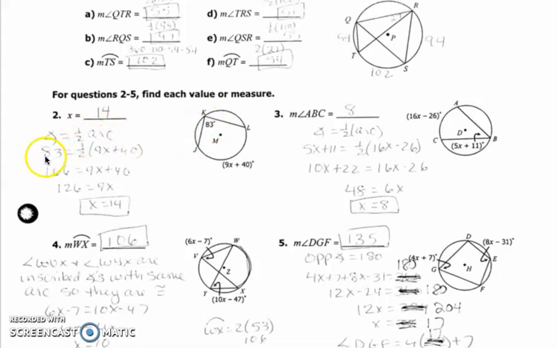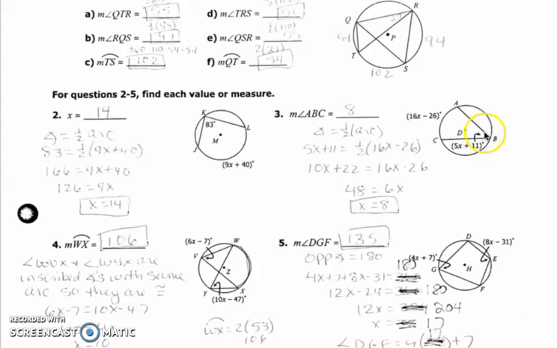So in question 2, that's an inscribed angle. It's half the arc. The angle is 83 and the arc is 9x plus 40. To get rid of that 1/2, I multiply by 2. I multiply the 83 by 2 and I get 166. And then I'm subtracting 40 to get 126, and I'm dividing by 9 to get 14.